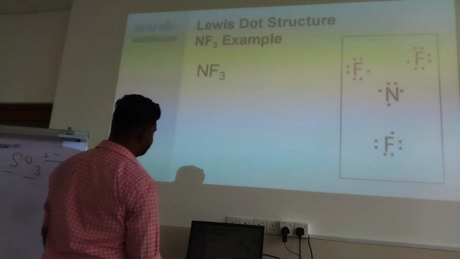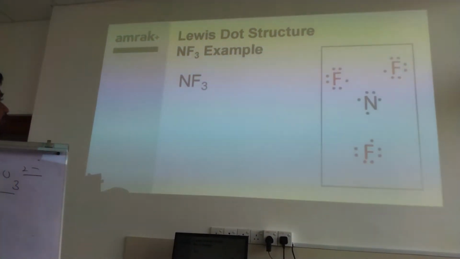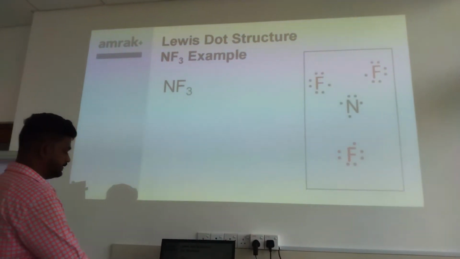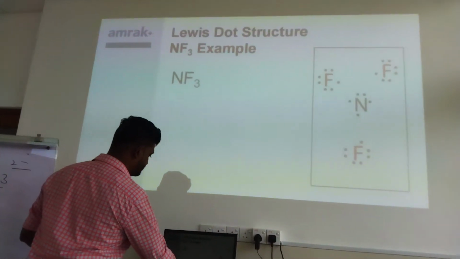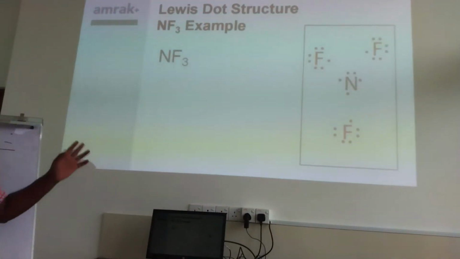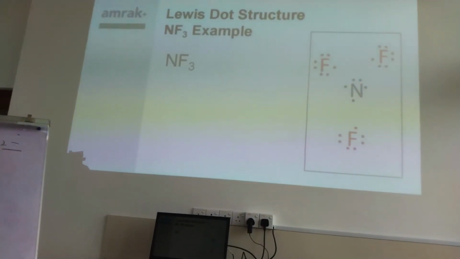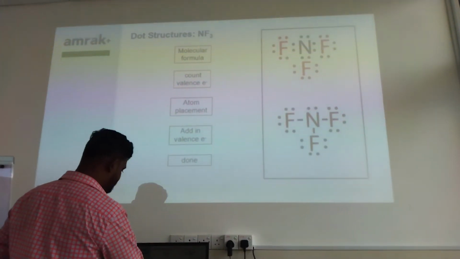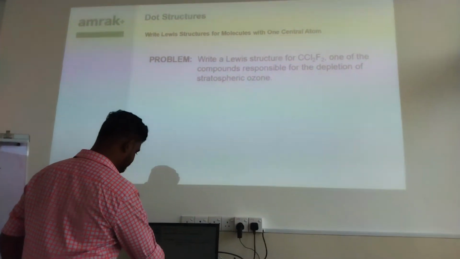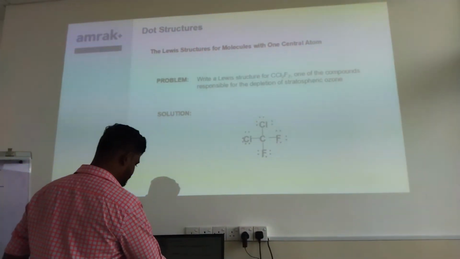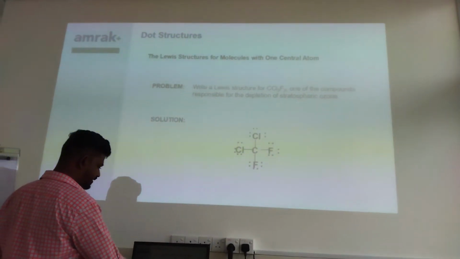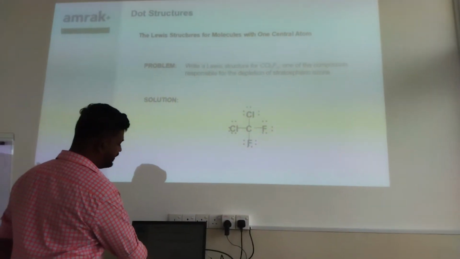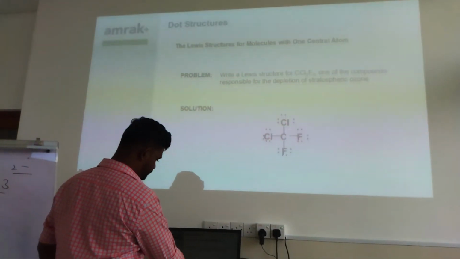So, Lewis dot structure of NF3. You can draw it, right? These are some of the examples. And CCl2F2.